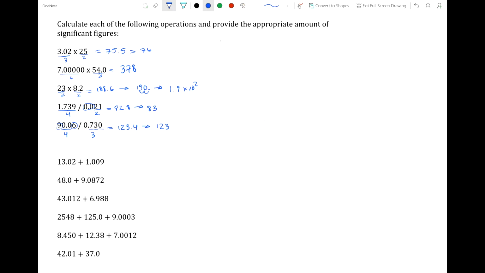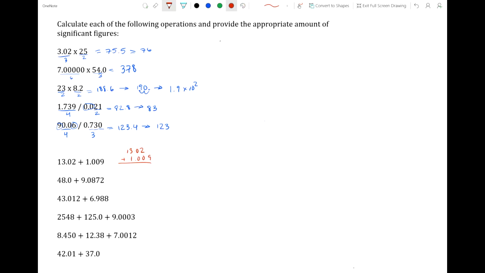Alright, so let's look at addition and subtraction here. Addition and subtraction, it's very simple as well. Let's go ahead and change colors. So 13.02, and we're going to be adding that to 1.009. Now in addition and subtraction, we always go to the least amount of decimal places after the decimal that one of our answer choices has.